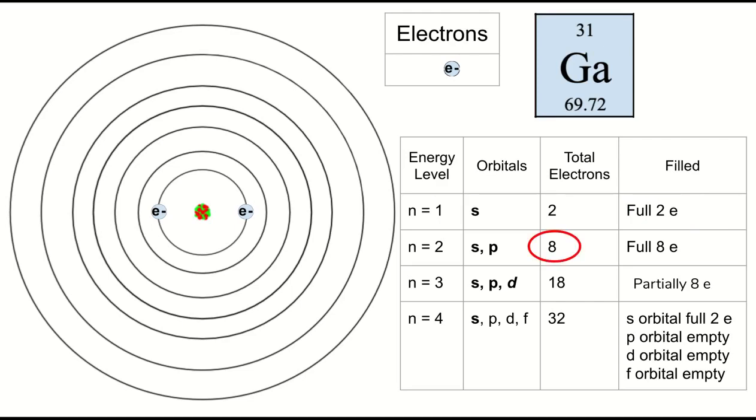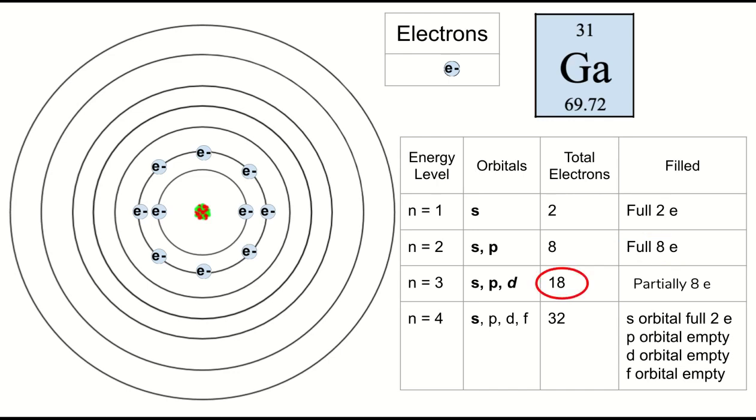Then we're going to go to the second energy level, which can hold a maximum of 8 electrons. We're going to put 2 electrons in for the S, and 1, 2, 3, 4, 5, 6 for the P. It is now completely full with 8 electrons and cannot hold any more.